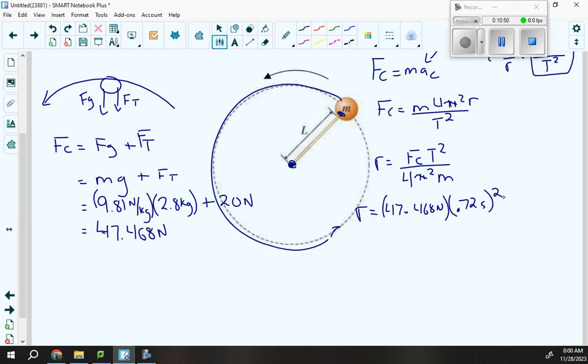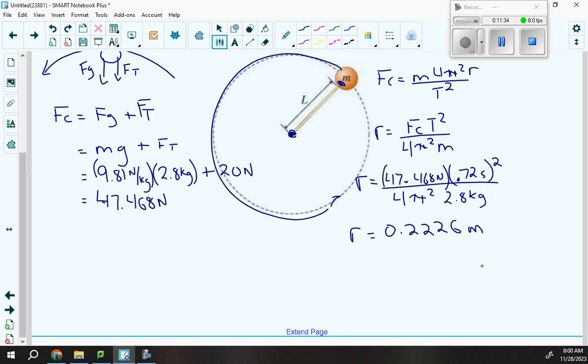seconds, and then we got to remember to square that one, divided by 4 divided by pi squared, and also divided by the mass. What was the mass? 2.8 kilograms. So we end up with the radius being, hold on, I gotta plug this in here, 47.468 times 0.72 squared. You should be doing the same thing, by the way, plugging in, make sure you're getting to the same place. Divided by 4 divided by pi squared. Don't forget to use the pi button. And then divided by 2.8. So I'm ending up with a radius of 0.2226 meters.